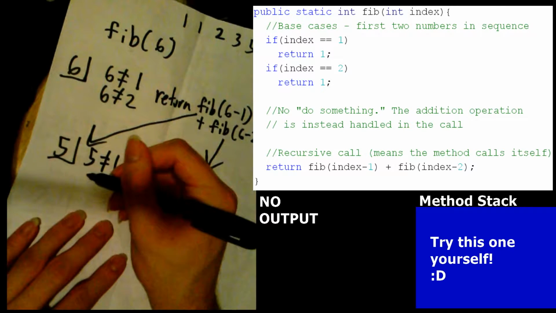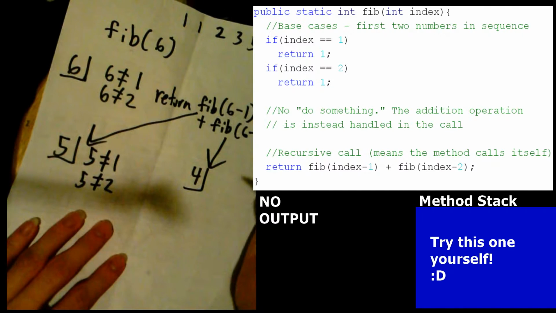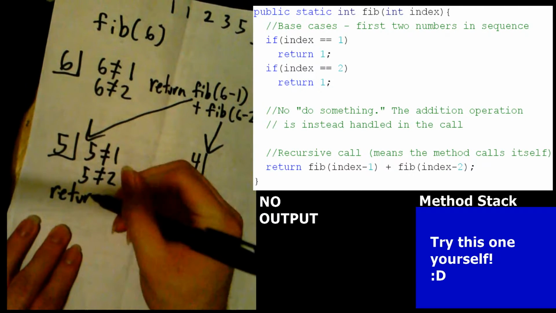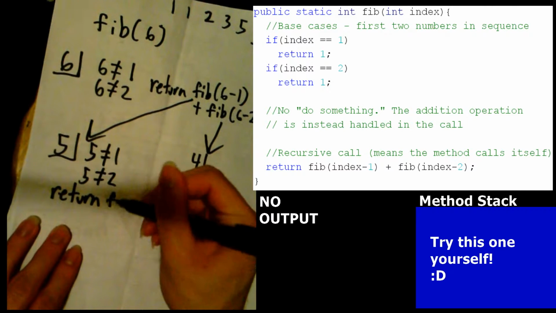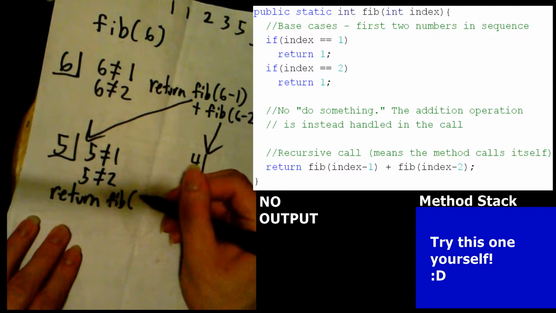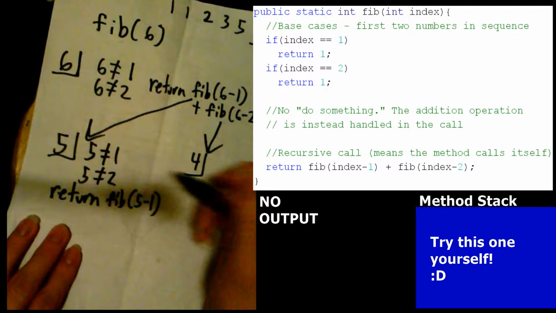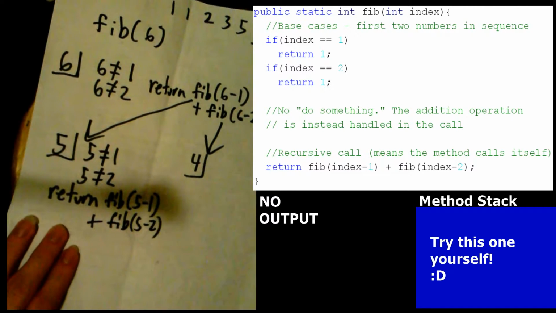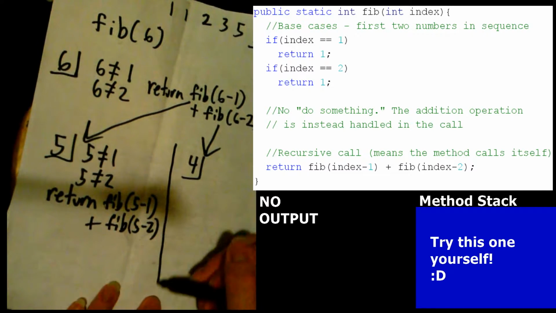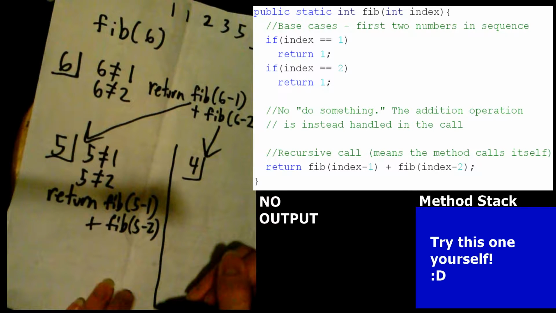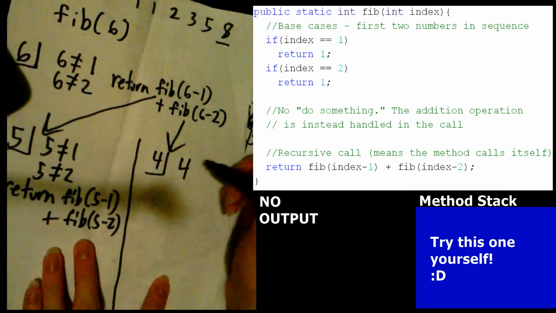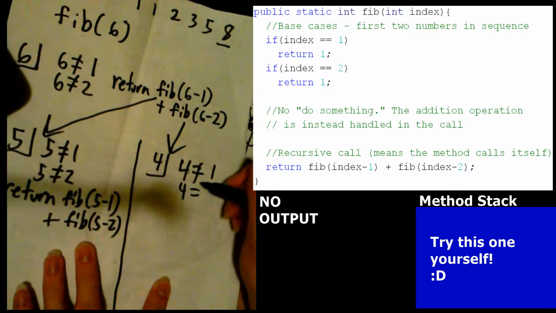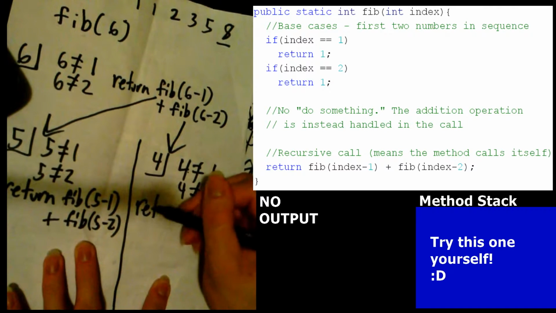So we check 5. 5 is not 1, and 5 is not 2, because in either of those cases, we return 1, because those are the first two numbers. So with them not being either of those, we return the fib of 5 minus 1, and the fib of 5 minus 2. And I'm going to go ahead and segment this off so that we can keep it separate. We'll do 4 at the same time, going through each part.